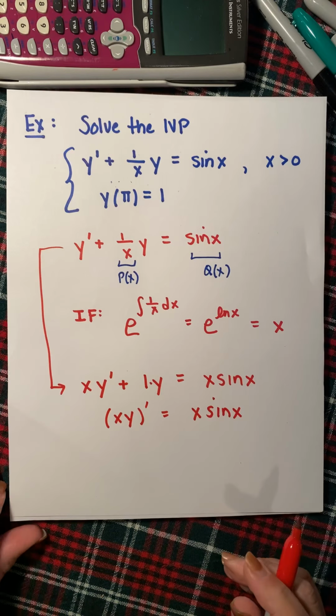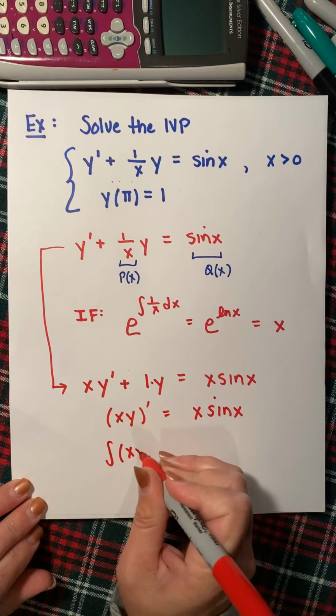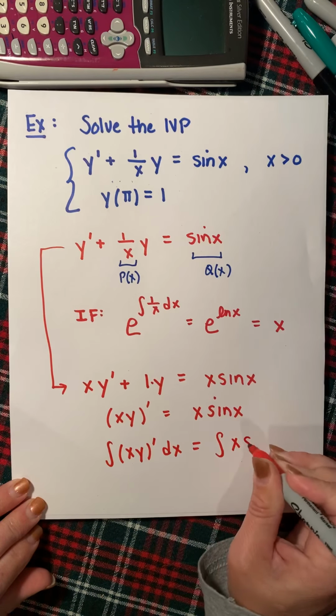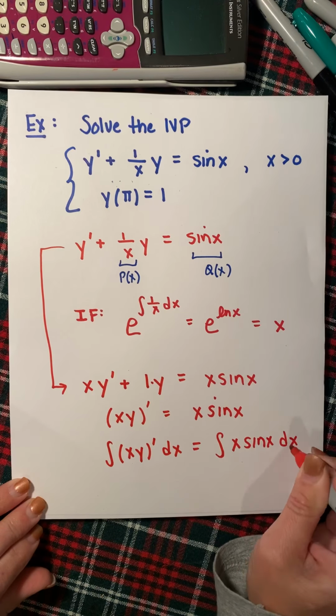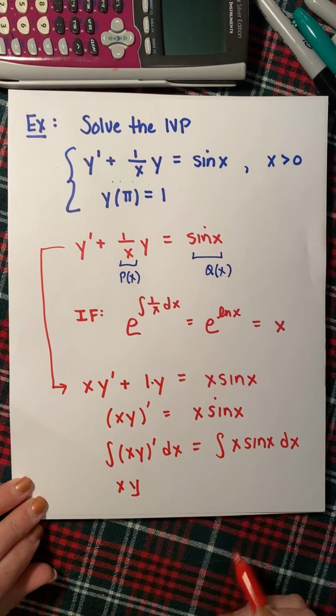Once it's in this form, we are going to take the integral of both sides. Right, so the antiderivative of a derivative is just that.